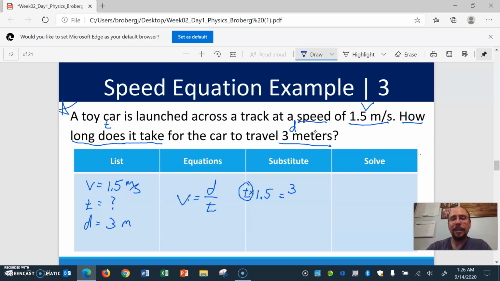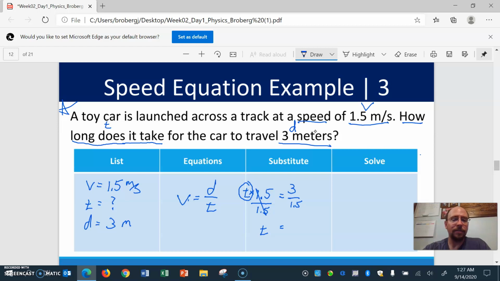Well, to get t by itself, I have to undo something on this side. It's being multiplied by 1.5. To undo that, I have to divide by 1.5, both sides. And when I do that, 1.5 divided by 1.5, when I divide by the same number, I really get 1. It kind of cancels each other out. I'm left with t on that side.